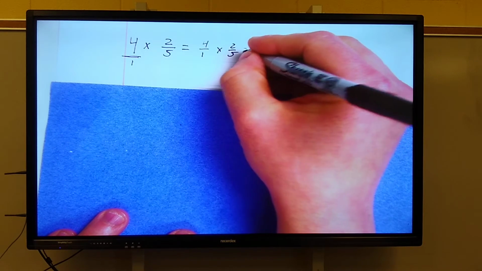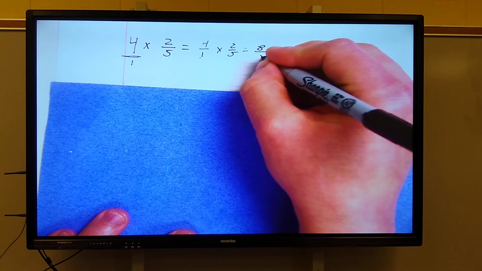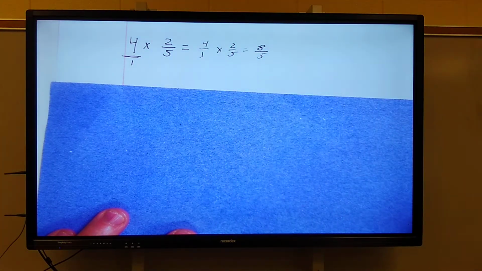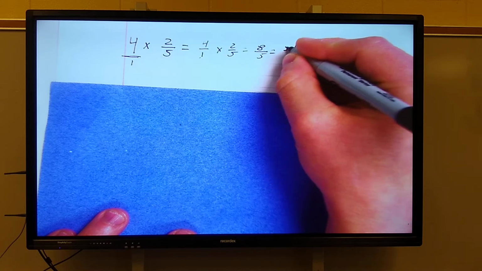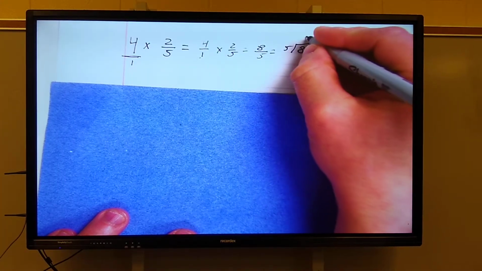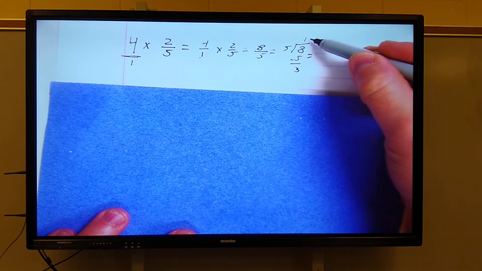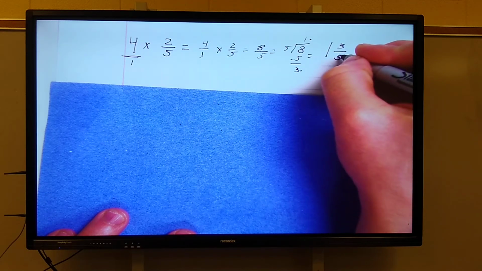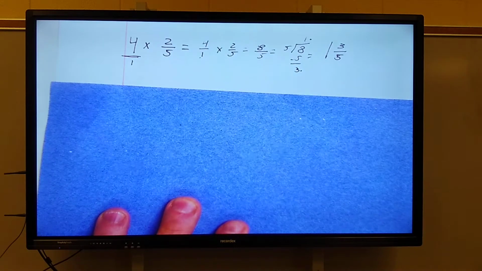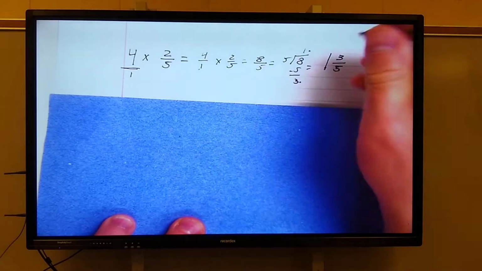Numerator times numerator, 4 times 2 is 8. Denominator times denominator, 1 times 5 is 5. Then you ask yourself the two questions. Is it an improper fraction? Yes, it is. That means numerator divided by denominator. 5 going into 8 one time. 8 minus 5 is 3. My whole number is 1. My numerator is 3. My denominator is 5. Then I got to ask myself, is it in simplest form? And it is in simplest form. So there is my answer.